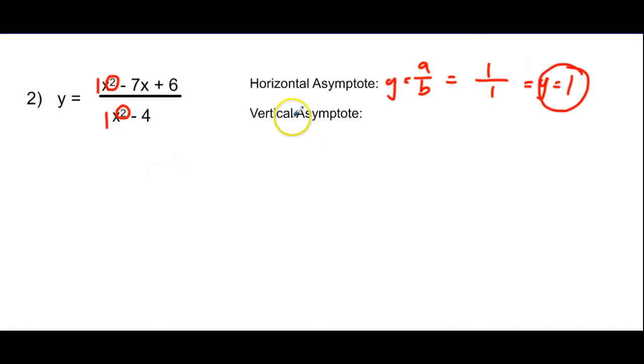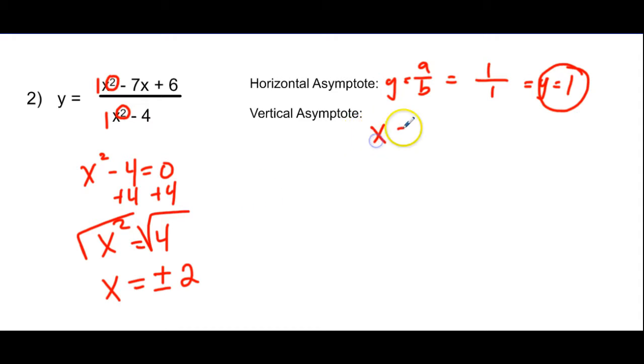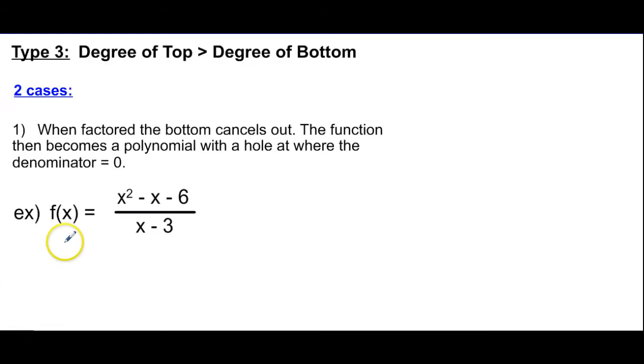Alright? The vertical asymptote, again, take the bottom and set that equal to 0. x squared minus 4 equals 0. You can factor it, or graph it and find the zeros. Or in this case, we can add 4. x squared equals 4. Square root, x equals plus or minus 2. So don't forget that plus or minus 2, because when you square a negative number, it also gives you 4. Do not forget that. So your vertical asymptotes are at x equals 2 and x equals negative 2.